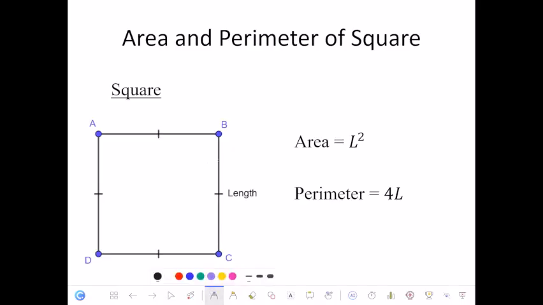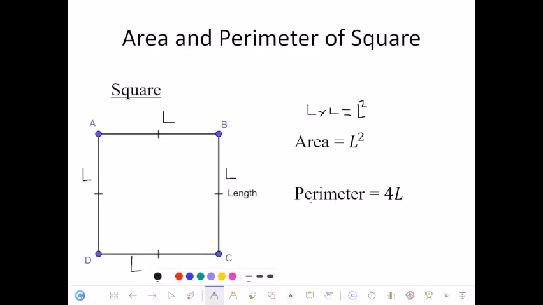And this is a square. All the four sides of a square are equal. Don't forget that. So because the four sides are equal, if you want to get the area of a square, you multiply the length times the length. If this is one of the lengths, which is L, this is another length L, all the lengths are equal. So area will just be one length times another length, which is equal to L square.